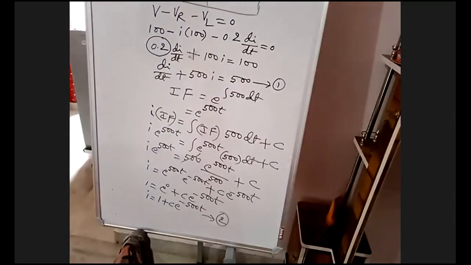That is your current equation. But in this current equation, there is constant C. We have to determine the constant C. First write down.